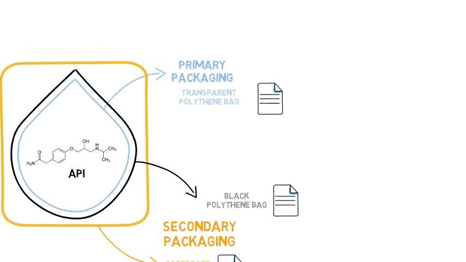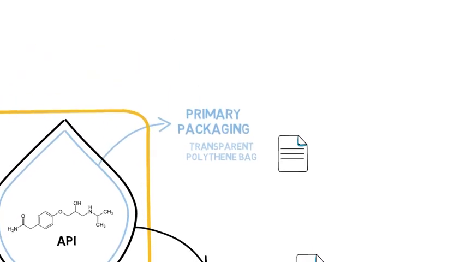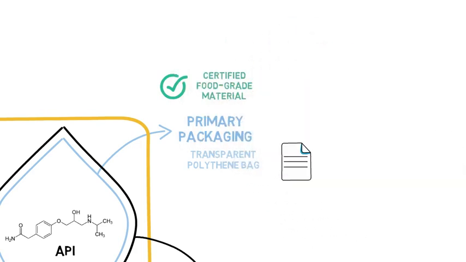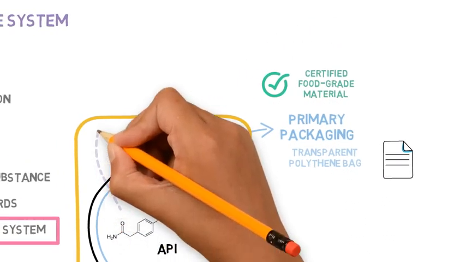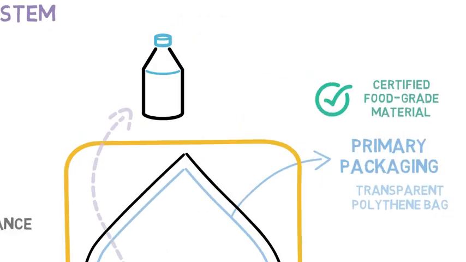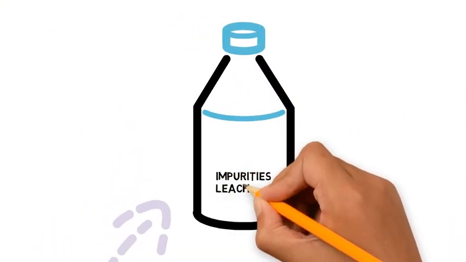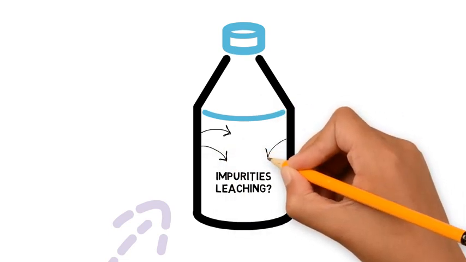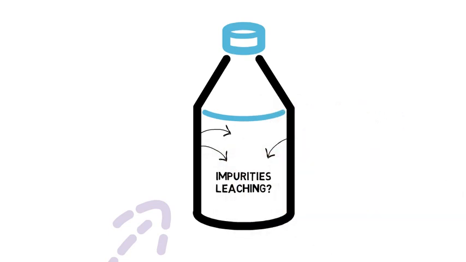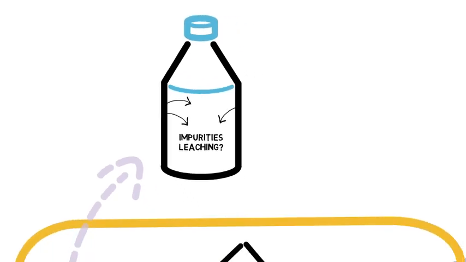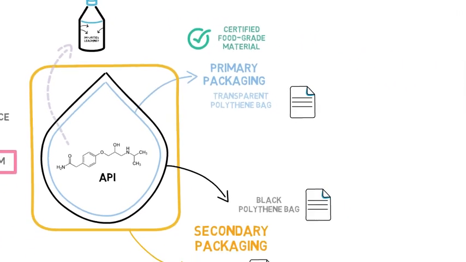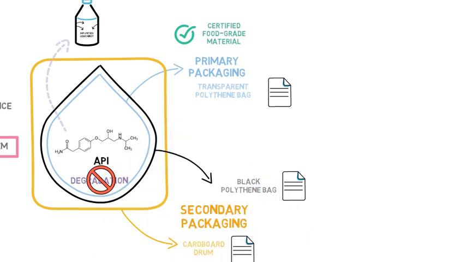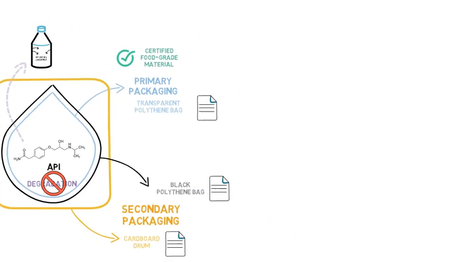Since the primary packaging will be in direct contact with the API, it needs to be a certified food-grade material. In case the API is a liquid, a discussion must be included about the possibility of impurities leaching from this packaging material to the API, which could impact its quality. We see that the packaging material has an impact on the API stability because it may help the manufacturer avoid the API degradation, depending on the conditions to which it is vulnerable.